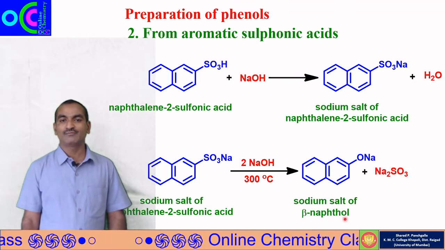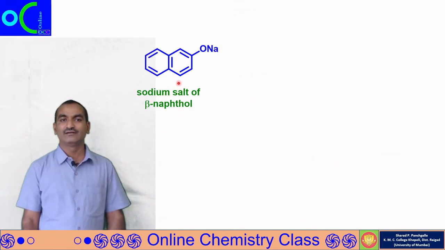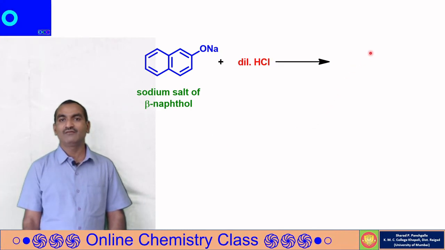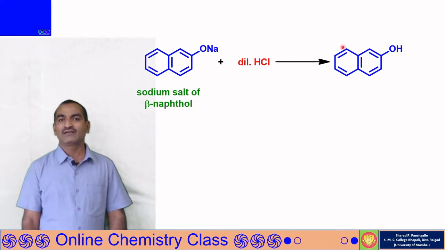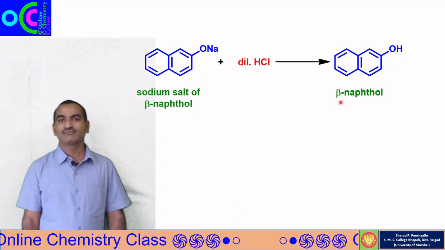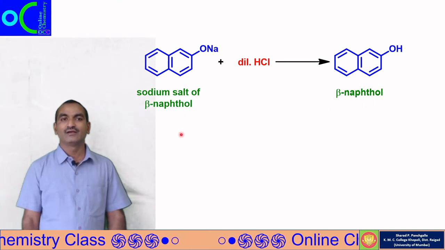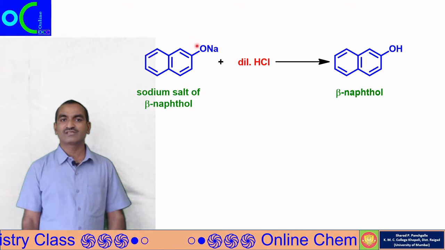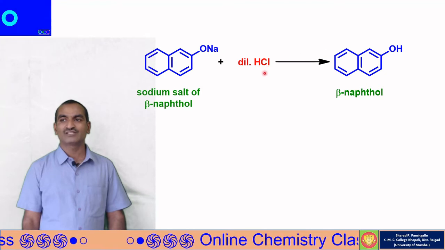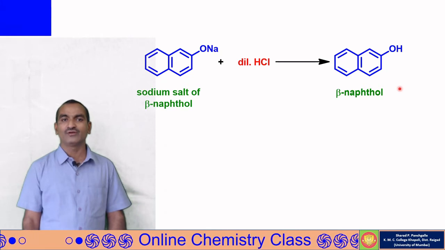Now this sodium salt of beta-naphthol, when treated with dilute hydrochloric acid, will convert into the free phenol and we will get beta-naphthol as the final product. So for the preparation of beta-naphthol, we have used naphthalene 2-sulfonic acid as the starting material. Now in these methods, in the starting material there was a sulfonic group that was replaced by the OH. So aromatic sulfonic acids can be easily converted into the corresponding phenols.